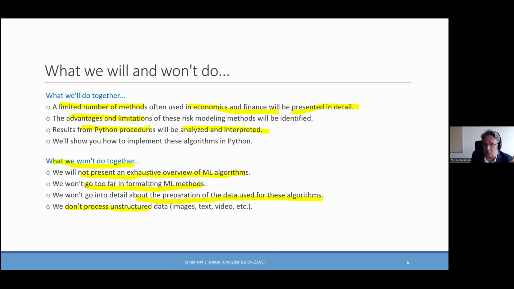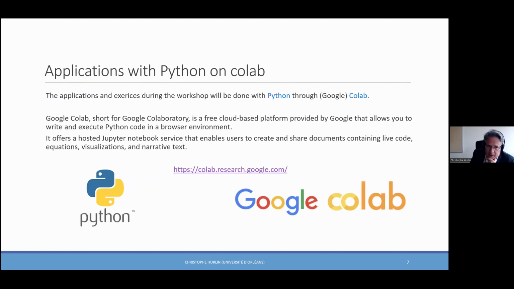We don't process unstructured data, so image, text, and video are not considered here. The only type of data that we consider are tabular data, for instance, an Excel file, XLS file. So all the applications will be done with Python, and we will use Python on Colab. Colab is a service provided by Google. Google Colab, short for Google Collaboratory, is a free cloud-based platform that allows you to write and execute Python code in a browser environment.